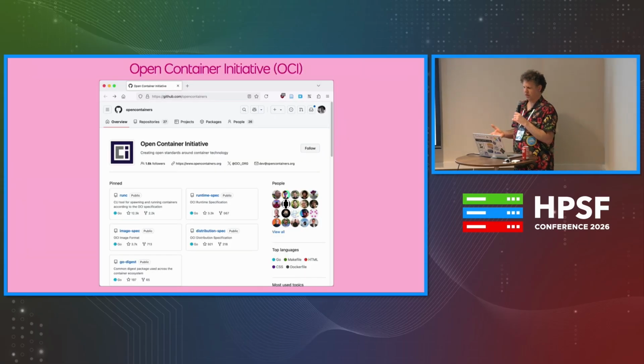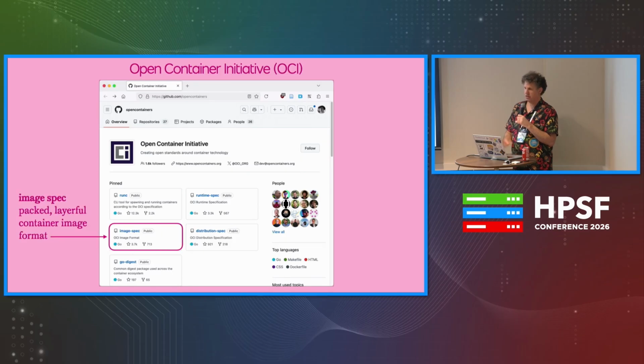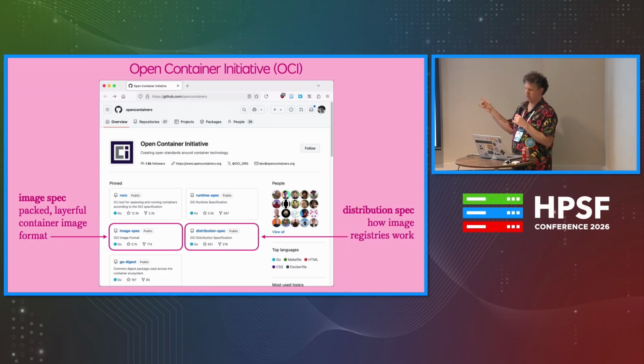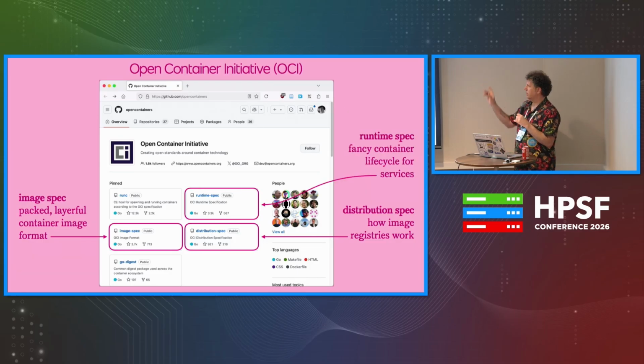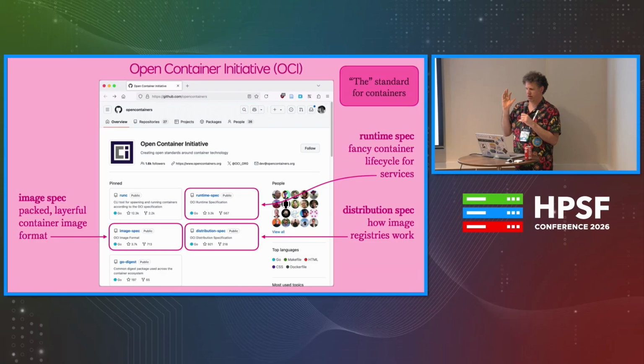That brings us to the Open Container Initiative, which is a container thing. If you're not familiar, it's actually three different specifications. You have the image specification for container images that you can move around. There's a distribution spec. This is how your image registries work. If you're pushing and pulling, you're talking to an OCI registry using the distribution standard. Then the runtime spec is the container lifecycle and how exactly that works and how you talk to it. This is considered the standard for containers, right?